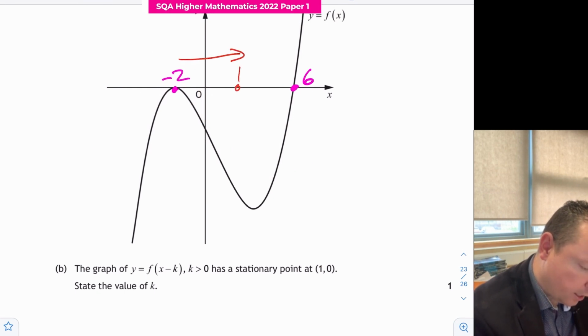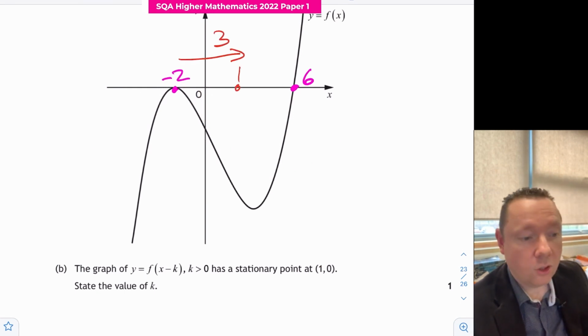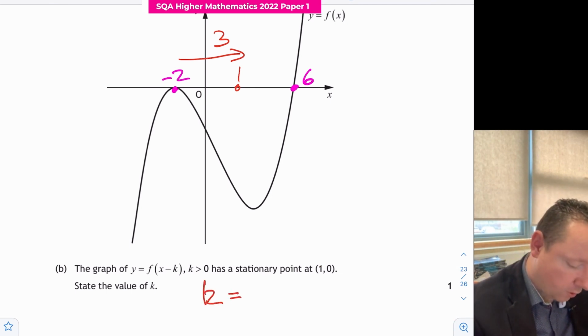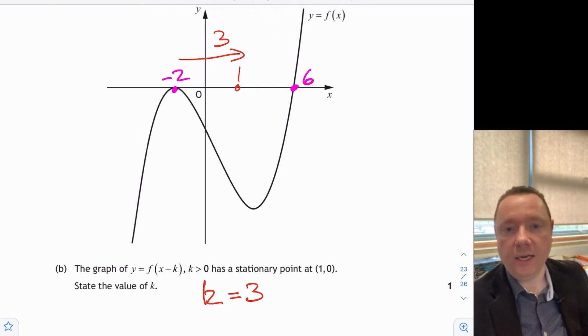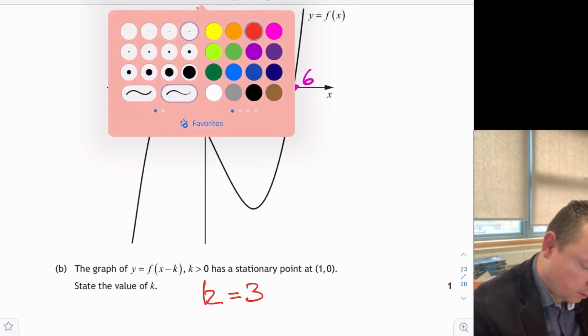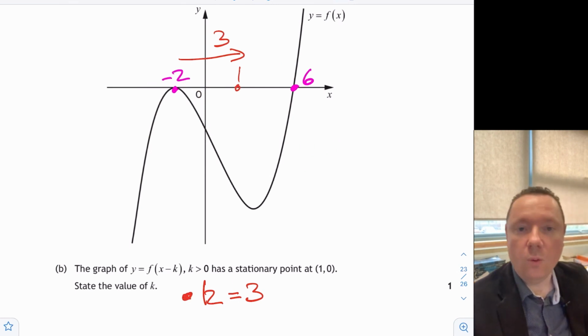It's shifted to the right by 3, and therefore, since it's shifted to the right by 3, k equals 3 because it's x minus k. So it's x minus 3. So k is 3, and we get a mark just for working that out. So there's our final mark for this question.